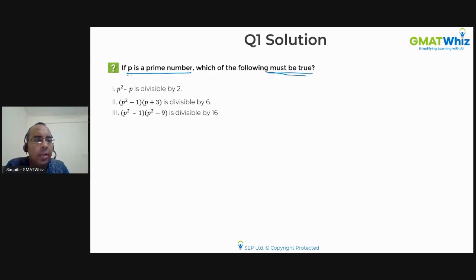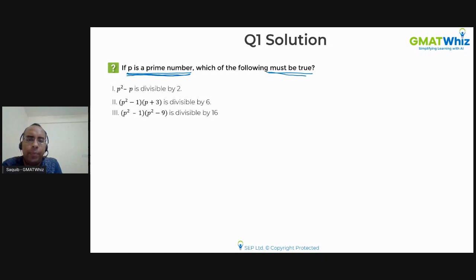This is something which I call a constraint, information that can help you understand the kind of numbers you can take, and it also limits the numbers that you can take. So I don't need to worry about all the numbers, I just need to worry about prime numbers. Now in GMAT, most of the questions which are based on prime numbers broadly fall into two major categories.